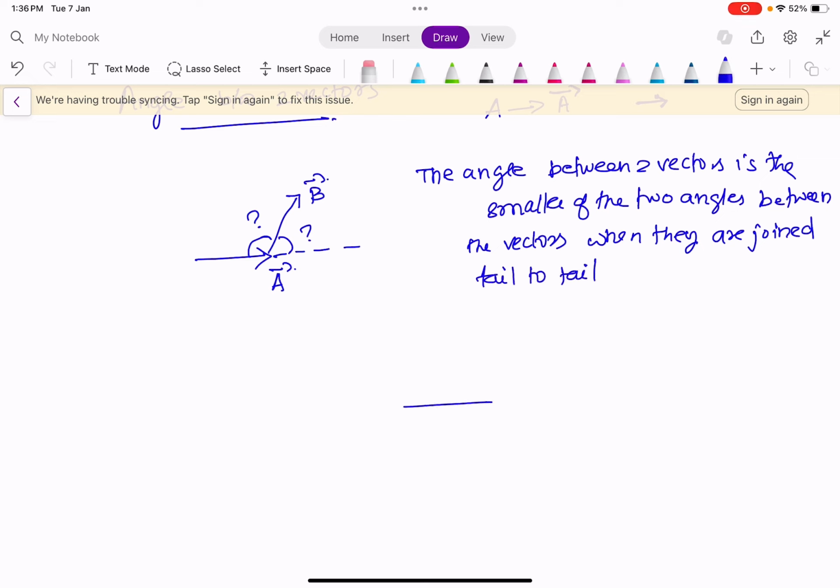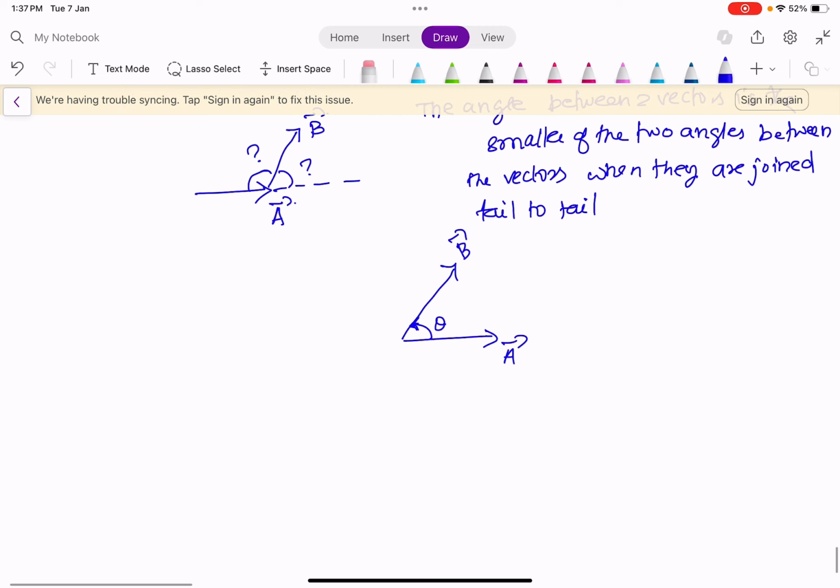That means if two vectors are diverging like this, the smallest angle between them is the angle between the two vectors, not this other angle. Suppose A is given like this and B is given like this, and this angle is 60 degrees. What is the angle between vectors A and B? If somebody asks, we should not say it is 60 degrees. That is wrong. The angle between two vectors is the angle between the two vectors when diverging.